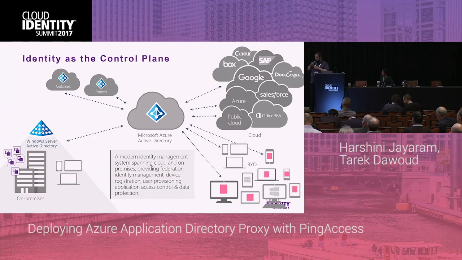Now, the Azure AD Application Proxy specifically targets that link to on-premises. It's trying to help you build that bridge to on-premises apps. How many of you are in the process of moving on-premises apps to the cloud? There you are. So most of you.